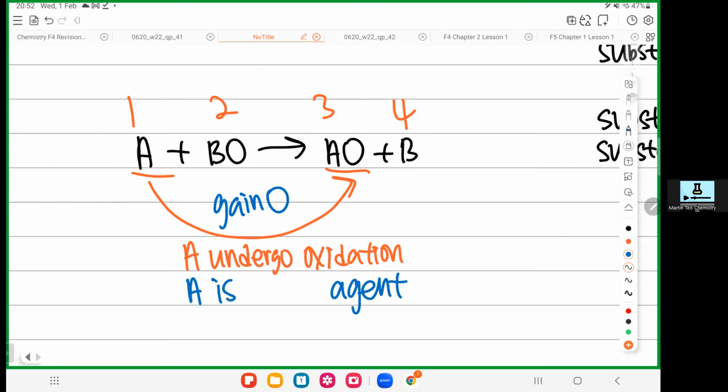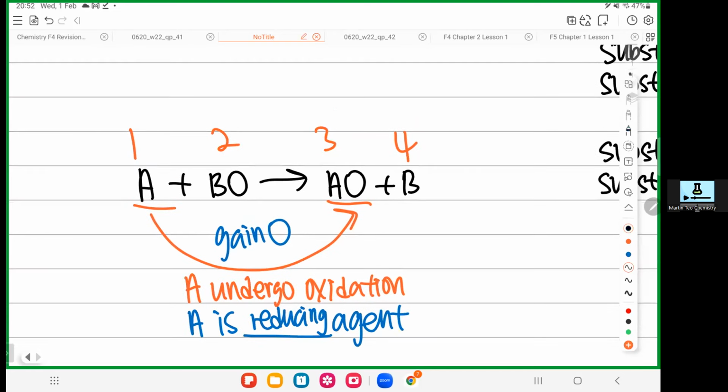So remember, you will always be the agent for the opposite process that you undergo. If you undergo the oxidation process, what agent are you? That's it. Reducing agent. So do you get some idea now? Okay, let's try another one.